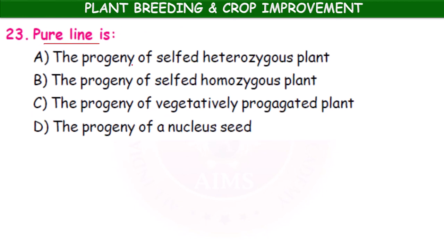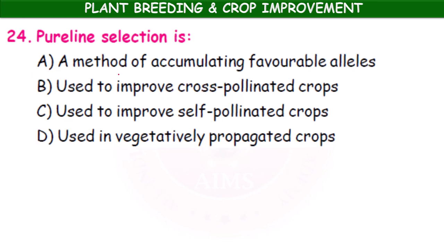What is a pure line? The progeny of a selfed heterozygous plant, the progeny of a selfed homozygous plant, the progeny of a vegetatively propagated plant, or the progeny of nucleus seed. The progeny of selfed homozygous plants is called a pure line. Pure line selection is a method of accumulating favorable alleles. Is it used to improve cross-pollinated crops, self-pollinated crops, or vegetatively propagated crops? Pure line selection is used to improve self-pollinated crops.